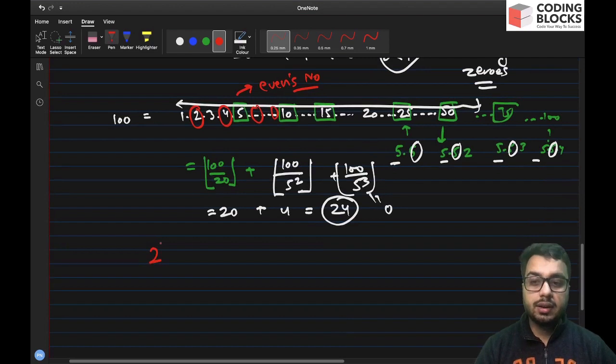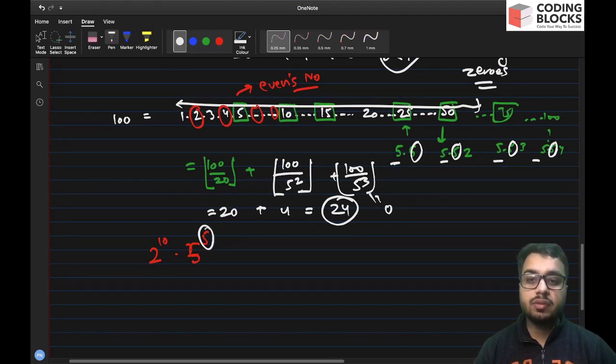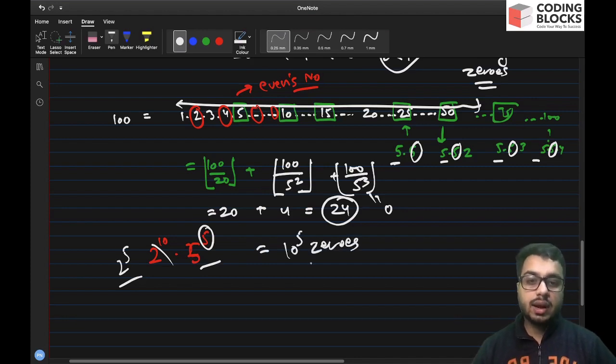So let's say there are 10 powers of 2 and there are 5 powers of 5. Okay, so in such a case you will only have 5 trailing zeros, because you can combine 5 of the 2's with 5 of the 5's to get 5 zeros. Okay, so this is the whole idea.